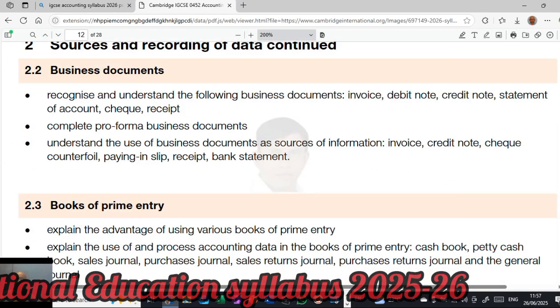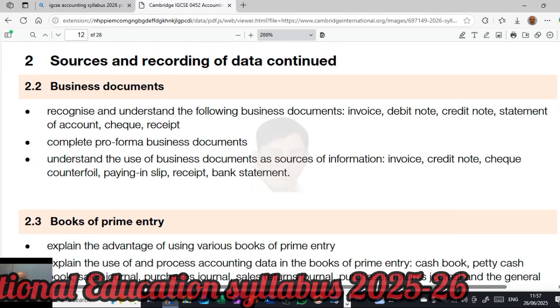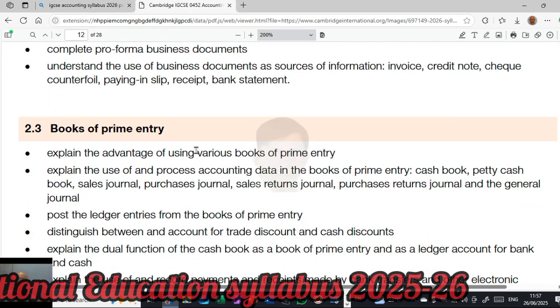Then sources and recording of data, so business documents. What are the various business documents we will be using, like invoice, credit note, cheque, quarter file, paying slip, balance sheet, bank statement, books of prime entry. What are the books of prime entry? What do you mean by understanding the advantage of using books of prime entry?